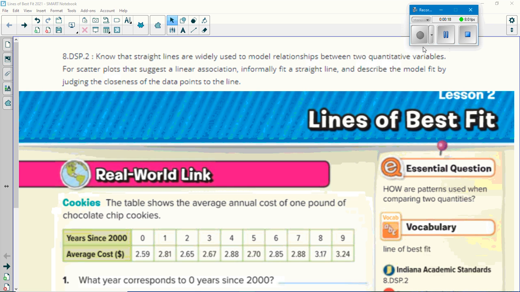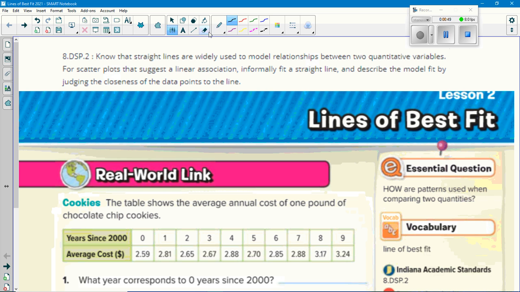that we see. Now you'll notice at the very top of the page, we've got our standard for Indiana. It's 8th grade data, statistics and probability. Standard number 2, and it says, know that straight lines are widely used to model relationships between two quantitative variables. For scatter plots that suggest a linear association, we informally fit a straight line, and I want to bring this to your attention as this will make a lot more sense as we get further into the lesson.